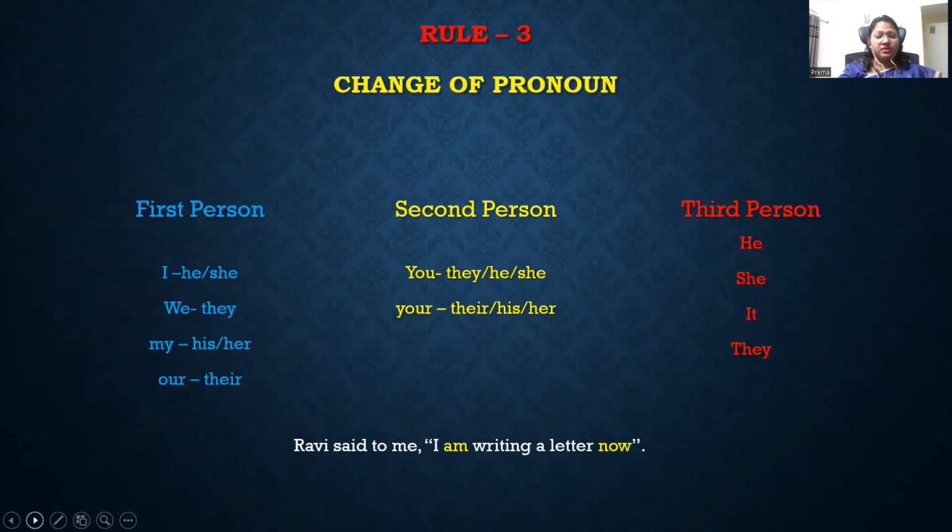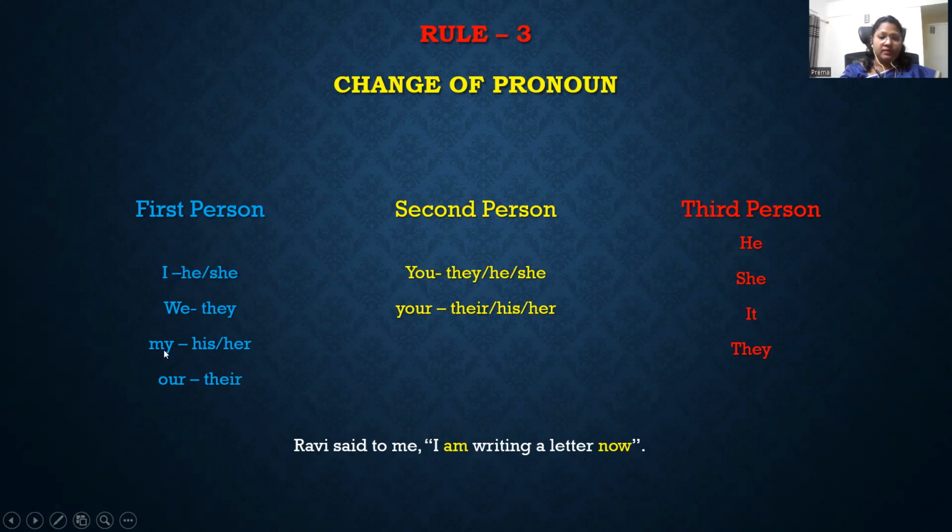We have first person, second person, and third person pronouns. First person and second person will be changed into third person when we are changing the direct to indirect speech. We'll see I and we. These are all first person. I is singular, we is plural. Accordingly, I will be changed into he or she, and we, it's plural, so it will be changed into they.